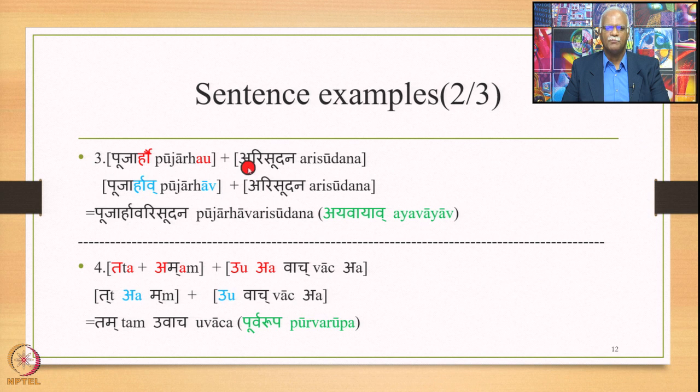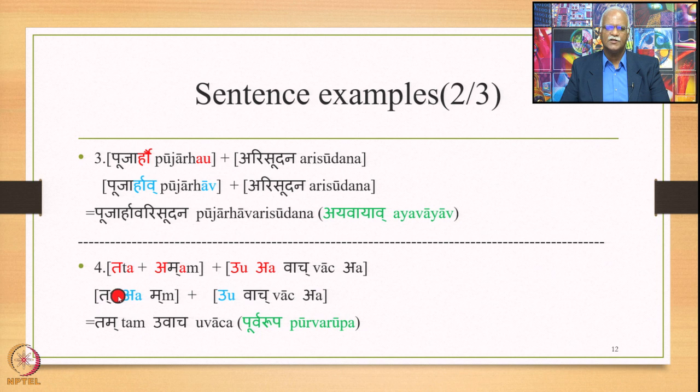This is the scope of application of ayavayav sandhi. So au gets substituted by av. So we have pujarhav and arisudana. And when we join them together, we get pujarhavarisudana. This is the example of ayavayav sandhi.